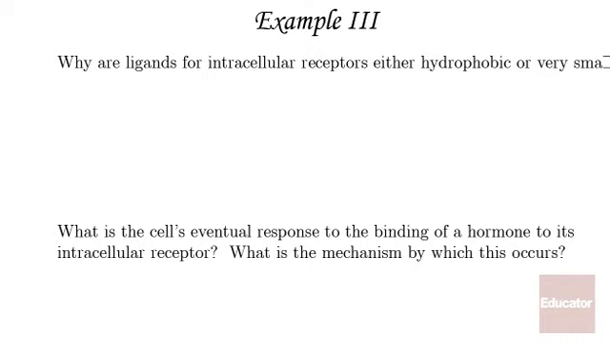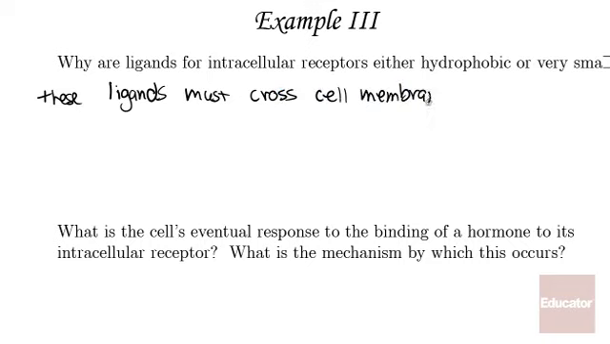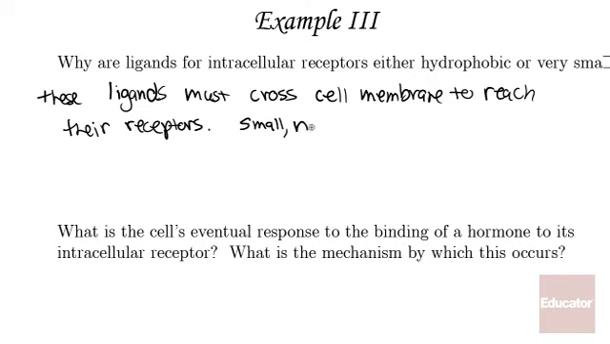Why are ligands for intracellular receptors either hydrophobic or very small? Ligands for intracellular receptors must cross the cell membrane to reach their receptors. Their receptors are located either in the cytoplasm or the nucleus of the cell. Recall that molecules that can cross the cell membrane are small, nonpolar, and not charged. Or they're polar, but very small. So in general, a small hydrophobic molecule will be best equipped to cross the cell membrane. Steroid hormones meet the criteria of easily crossing the cell membrane, so they can bind to the receptor within the cell.